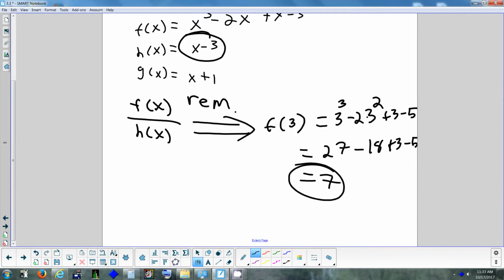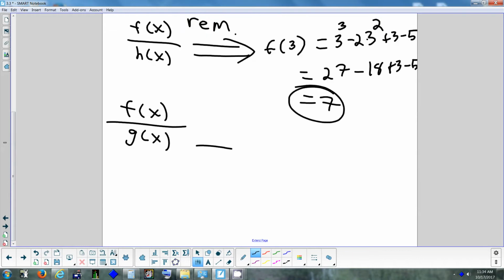So because we get a remainder that's not 0, what does that mean about h of x? It's not a factor of what? Exactly. Because it didn't go in evenly, what you divided by is not a factor. So if you were trying to factor f of x, h of x is not the way to do it. It doesn't work. Okay, let's try the next one, g of x. And again, I'm just going to calculate the remainder.